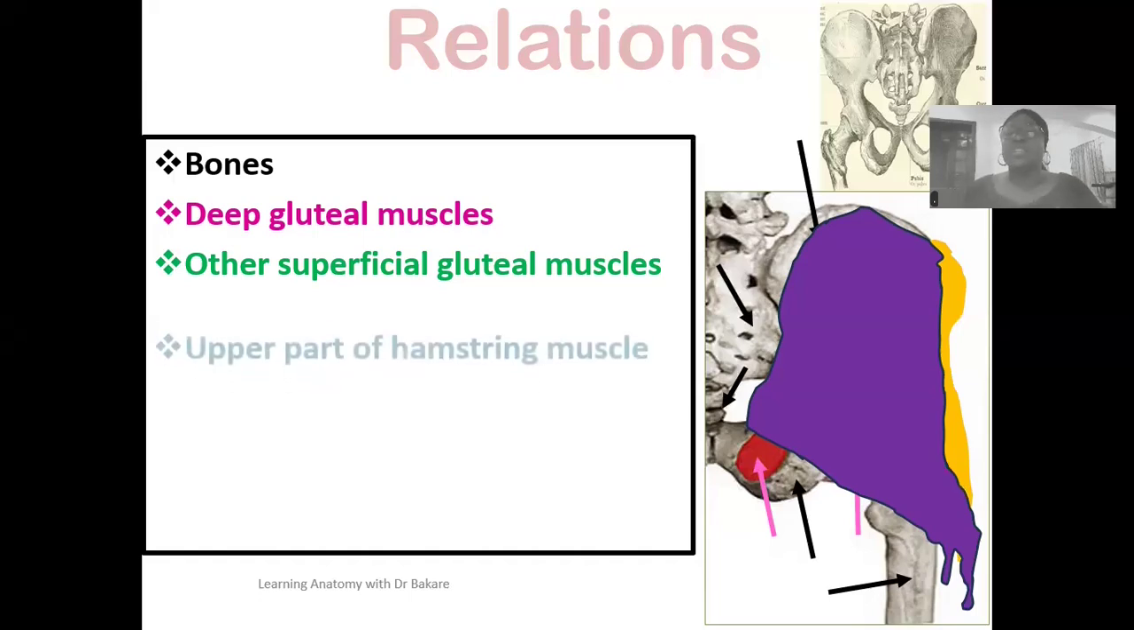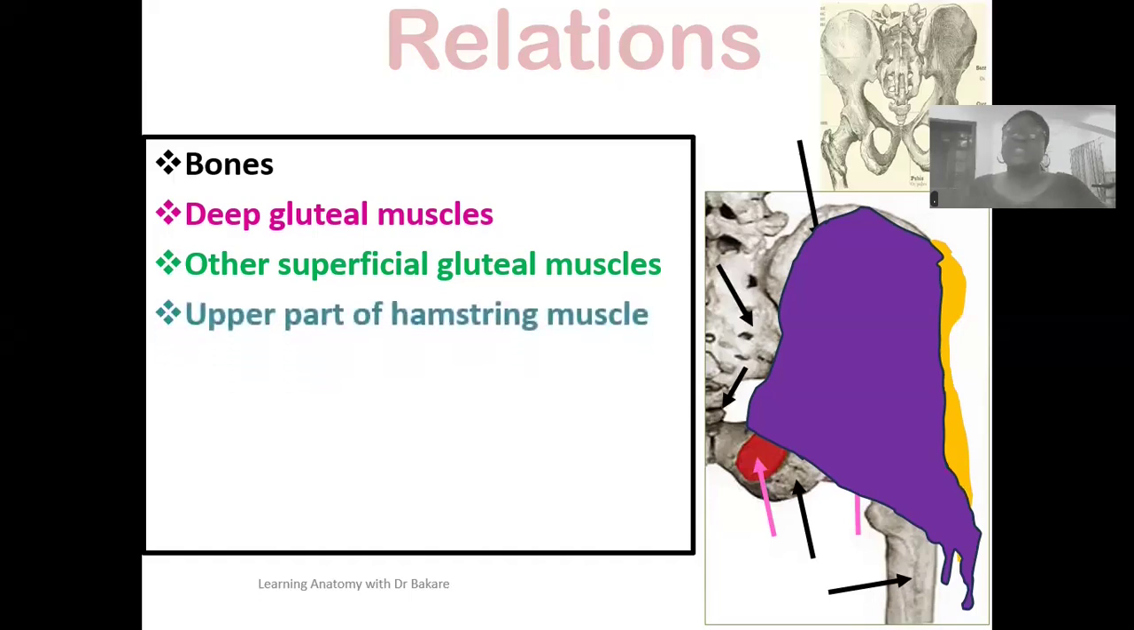The other structure that we have that is related to the gluteus maximus is the hamstring muscle. The hamstring muscles are located in the posterior region of the thigh.